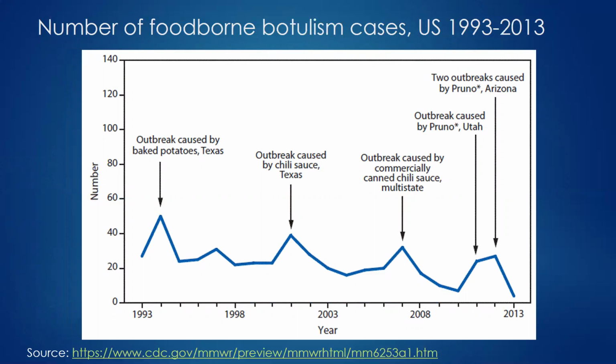Another example here, this is foodborne botulism cases, and essentially all of the spikes here could be linked to a particular food source or outbreak. So again, this is highlighting the reason that we have foodborne outbreaks as one of the things listed on there, so that we can try to track and trace the cause and remove it from the market so that more people don't become sick.